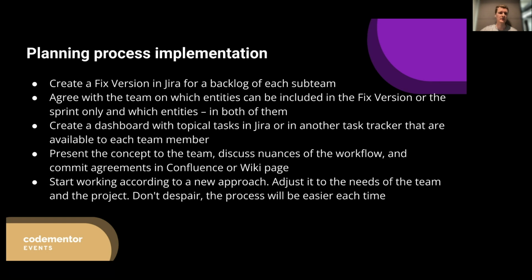Achieve an agreement with the team on which entities can be included in the fixed version and which not. That's what we talked about in the first part of our meeting, and I strongly recommend to not include entities with a long life cycle in the sprints, in order to keep the burn down chart clear and real, to be honest. Create a dashboard with topical tasks in Jira or another task tracker.